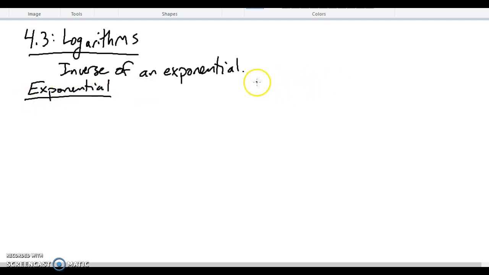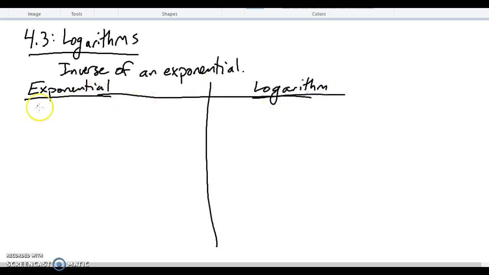Exponential functions had this, so logarithms will have an equivalent over here. Let's make that line the whole way across. Exponential had a domain. Now this is a non-transformed exponential, so it's b to the x. It had a domain of negative infinity to infinity, which means logarithms will have a range of negative infinity to infinity.